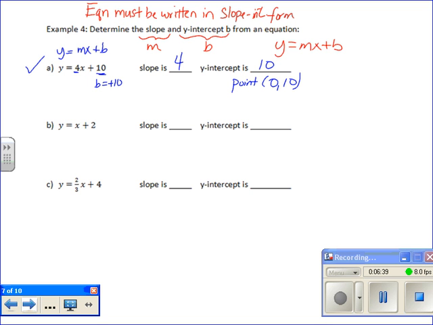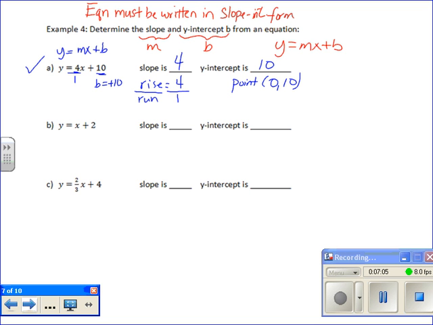The slope here is 4. And notice something: 4 could also be written as 4 over 1. That's the same as 4. So the rise is equal to 4 over the run, and the run is just 1. So if I were to graph this from the point 0, 10, I would go up 4 and over 1 for every other point. Let's do the next one together.